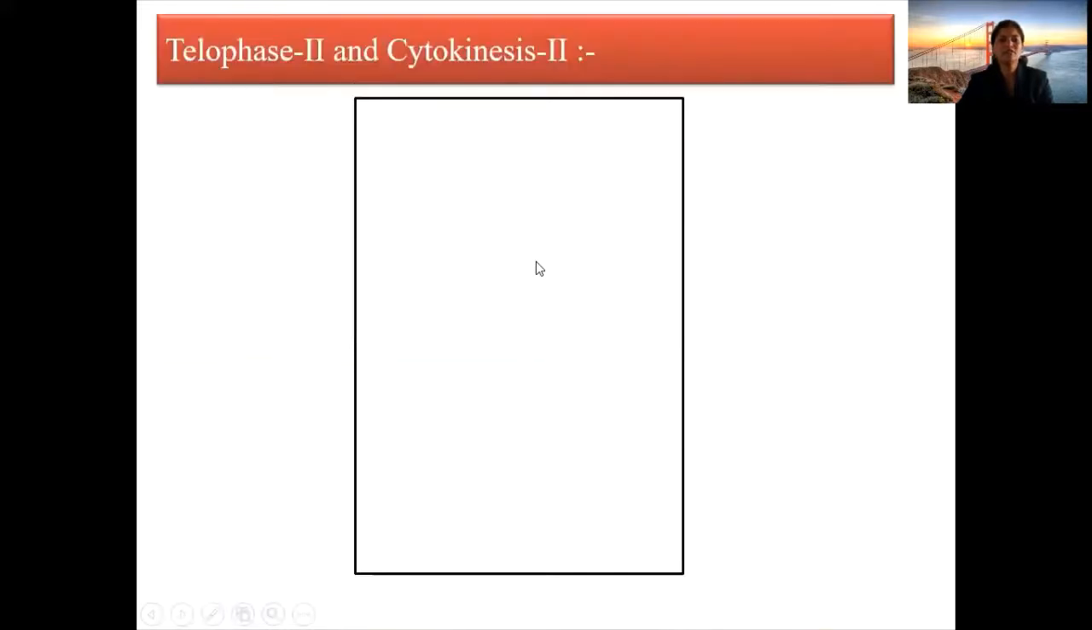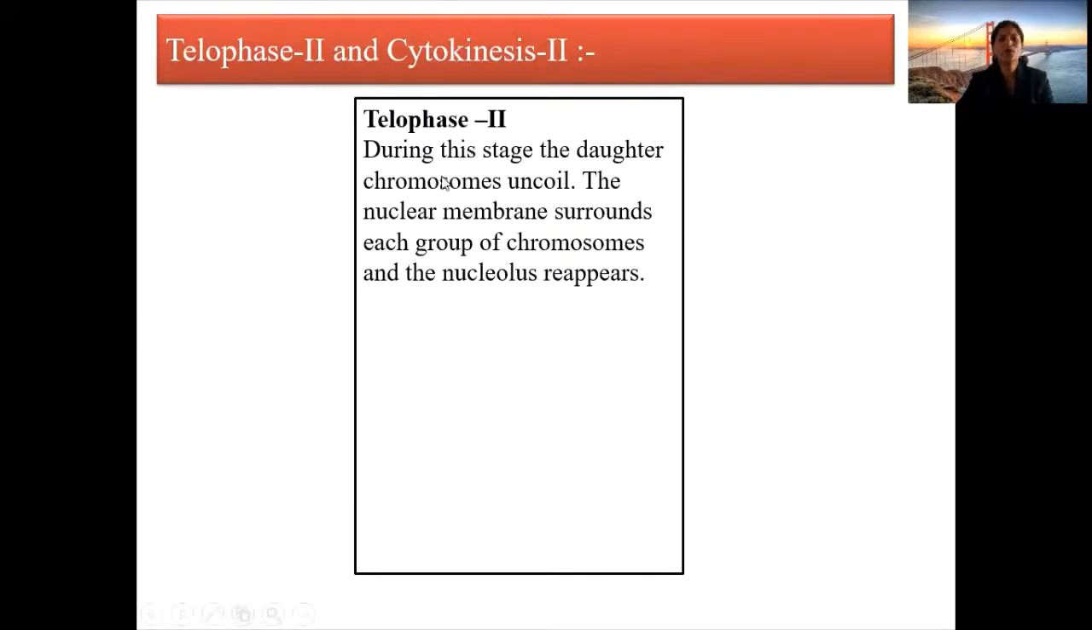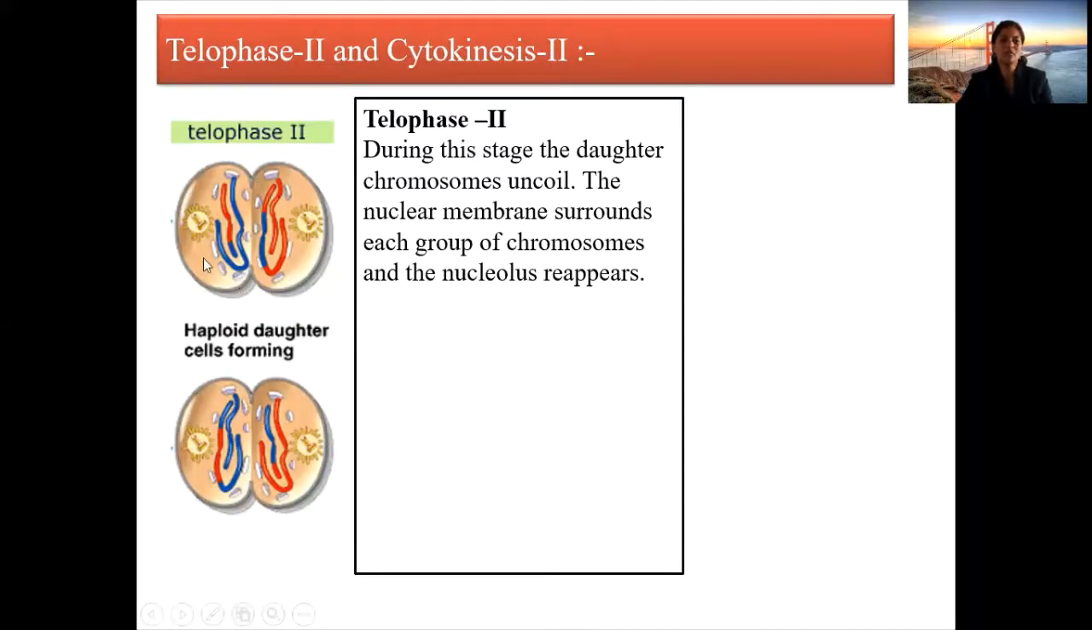Now, the next phase is telophase 2 and cytokinesis 2. First of all, we have to see telophase 2. During this stage, the daughter chromosomes get uncoiled. The nuclear membrane surrounds each group of chromosomes and the nucleolus reappears. In this figure, you have to observe that in telophase 2 the nuclear envelope and the nucleolus reappear. Okay. And here two daughter nuclei are formed.